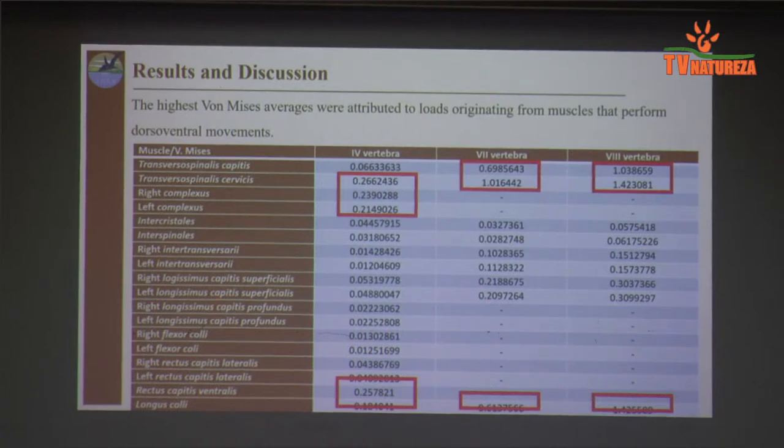This table shows the von Mises average results for each muscle in each vertebra. And the highest von Mises averages were attributed to loads originating from muscles that perform dorsoventral movements: transversus spinalis capitis, transversus spinalis cervicis, and complexus muscles, muscles arranged dorsally to the cervical series, principally in the fourth vertebra and seventh vertebra. And rectus capitis ventralis and longus colli, muscles arranged ventrally, principally here in the eighth vertebra.